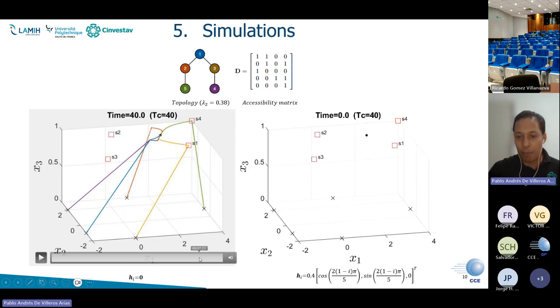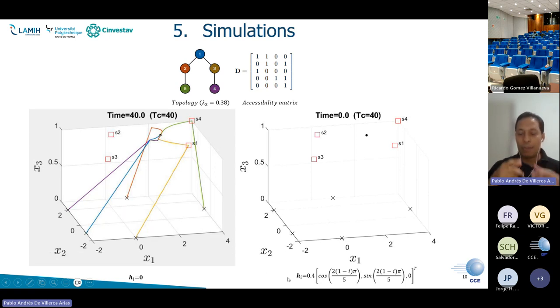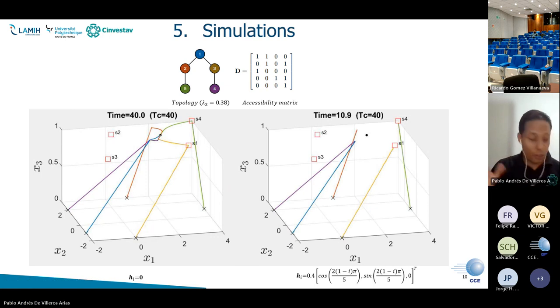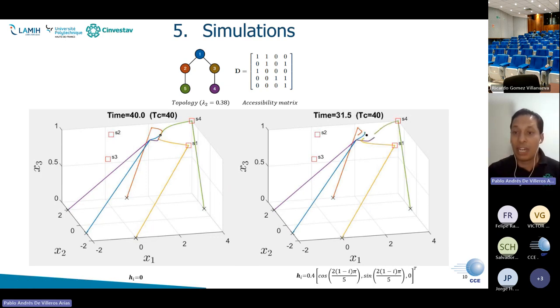On the right, we apply a displacement for every agent, so they will adopt a formation, a pentagon, embedded in a circle of radius 0.4. Let's see how it goes. They first visit their local minimum, and then they adopt the formation around the estimated location of the source in less than 40 units of time.